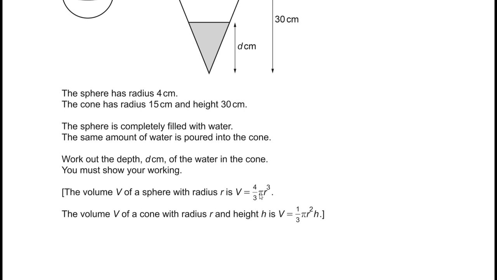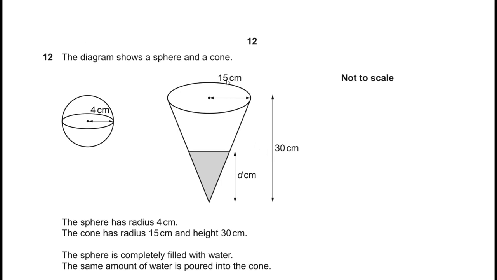And we've been given that the volume of a sphere is 4/3 pi r cubed, and the volume of a cone is 1/3 pi r squared h. The relationship between the radius and the height: if I double the radius, I get the height.